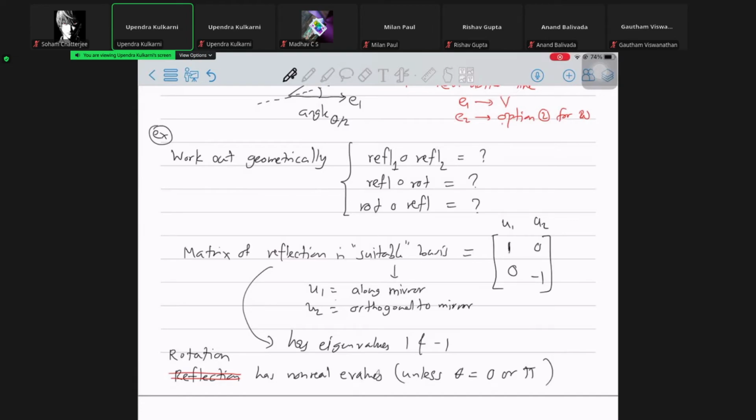So it has all but one of the eigenvalues as one, repeated dimension minus 1 times, and one eigenvalue minus 1. Okay.